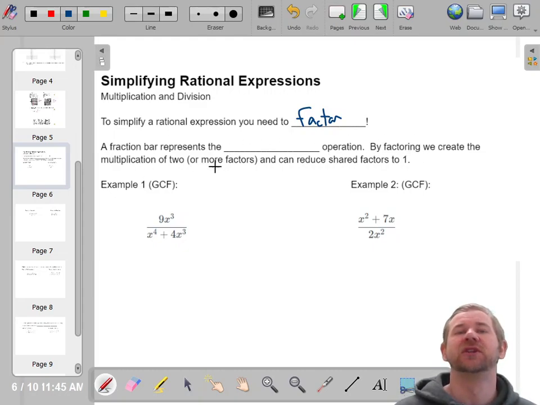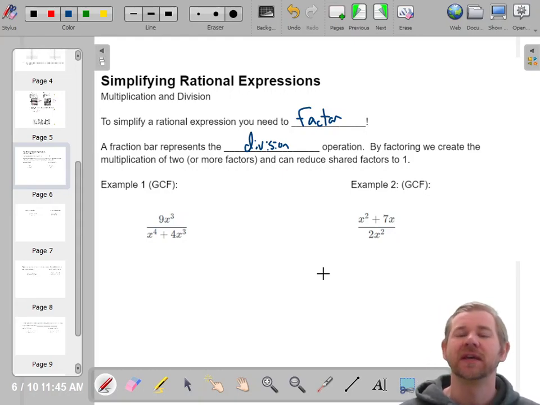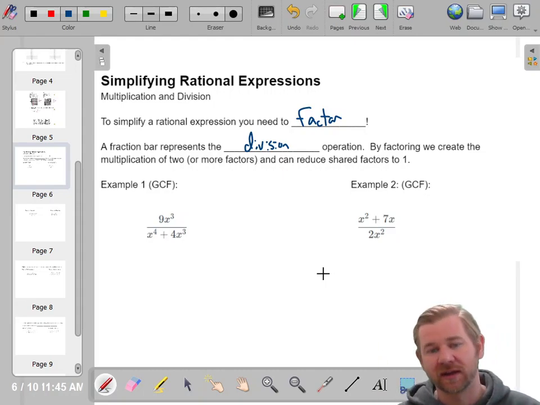One thing that we're trying to get you to realize is that this fraction bar, this line down the middle, that's a division operation, okay? So the reason that we're factoring is because division undoes multiplication, and factoring turns these binomials into products.